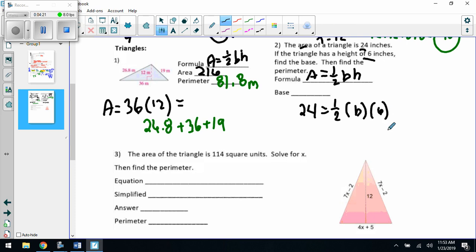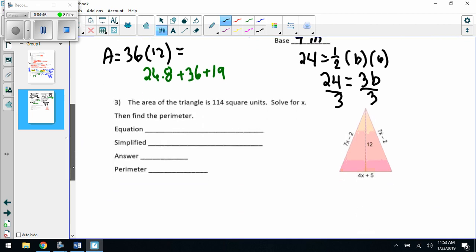So we're going to solve what we can. We're going to do 1/2 times 6, leaving 24 alone. Half of 6 I know is 3. And now we need to solve for B. 24 divided by 3 is 4. So we solved for B just now. Our base is 4, I believe it's inches.